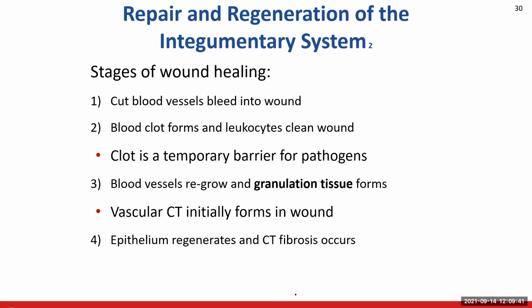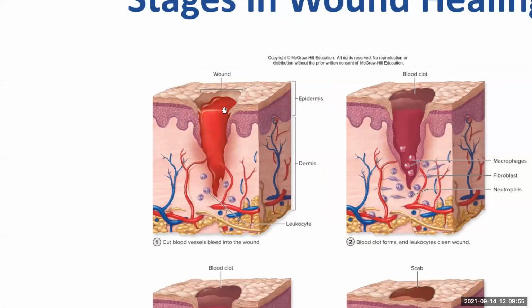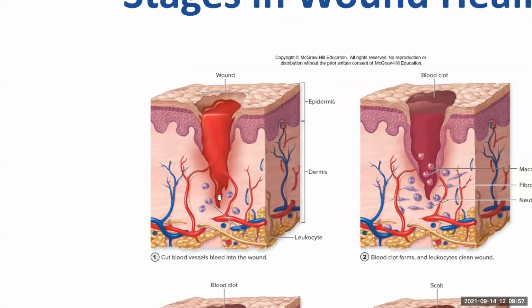All right, so the stages of wound healing, real fast. There's 4 of them. So we're going to use the example that you get cut. I'm going to go back and forth between this slide and the picture slide. So this is what we're seeing here. Here's our cut. You've gone down into the dermis, damaged some blood vessels, so blood starts to fill the area where the cut occurred. All right, that's stage 1.